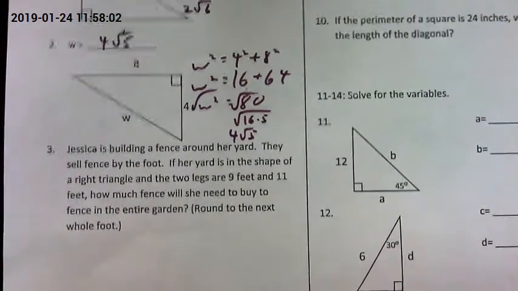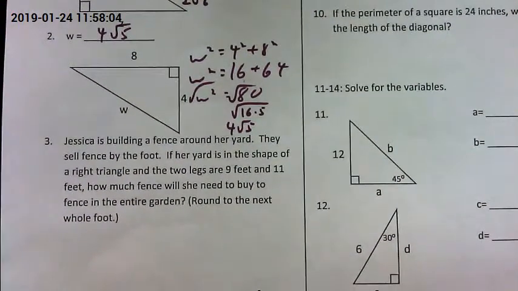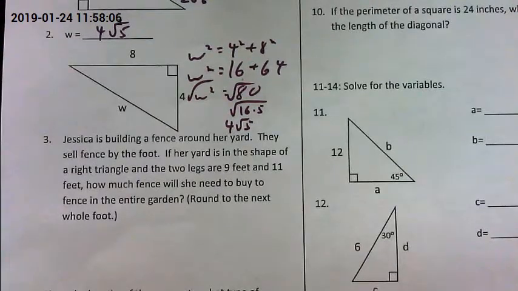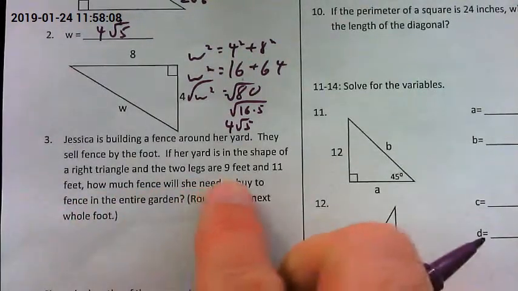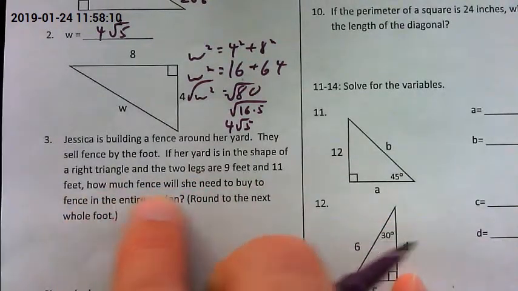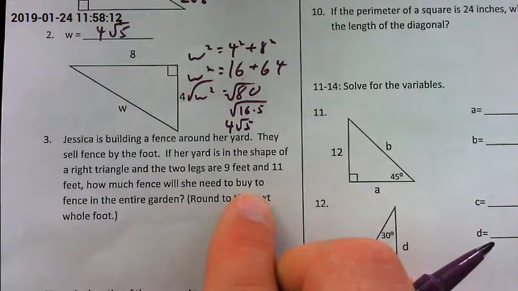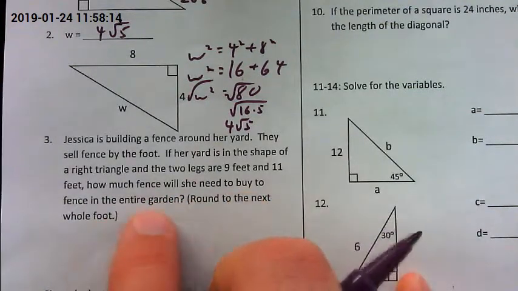Yep. Number 3. Jessica is building a fence around her yard. They sell fence by the foot. If her yard is in the shape of a right triangle and the two legs are 9 and 11, how much fence will she need to buy to fence in the garden?